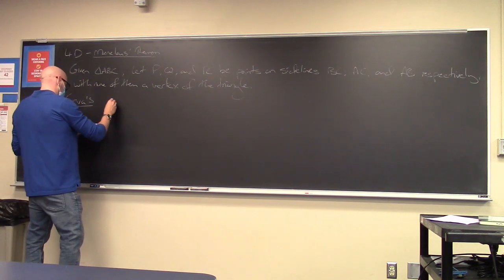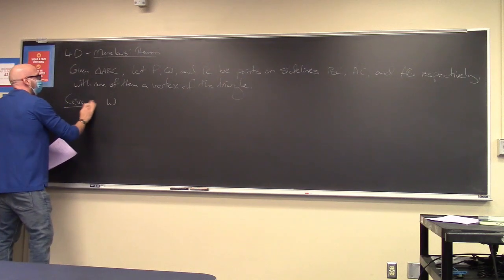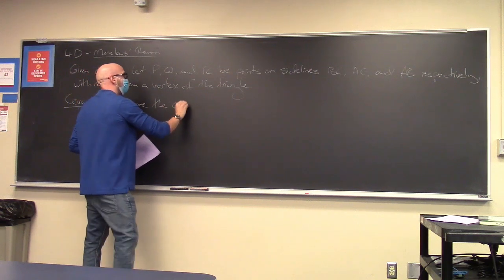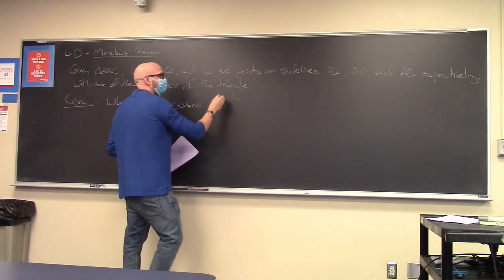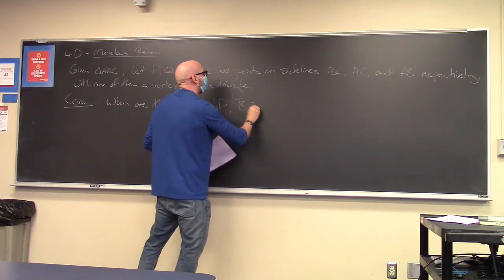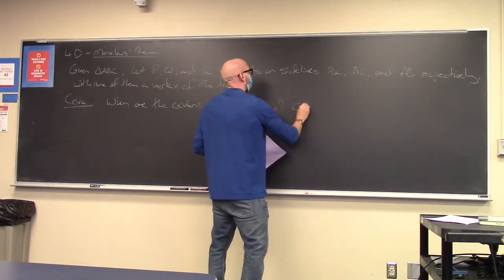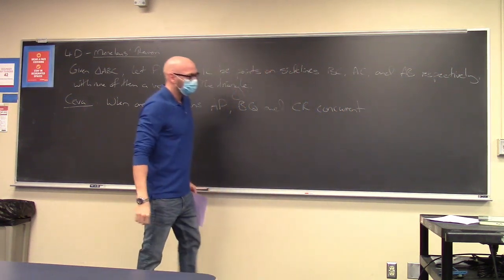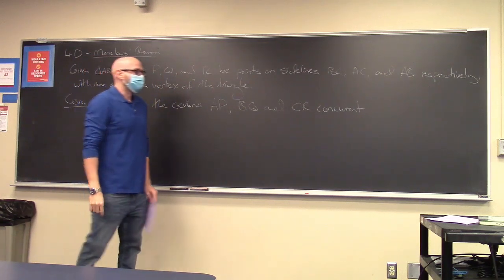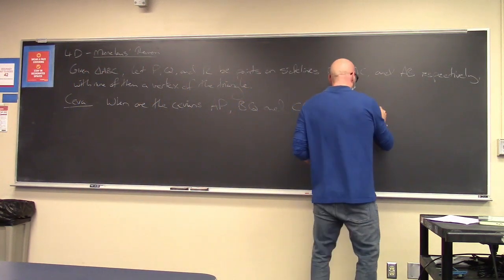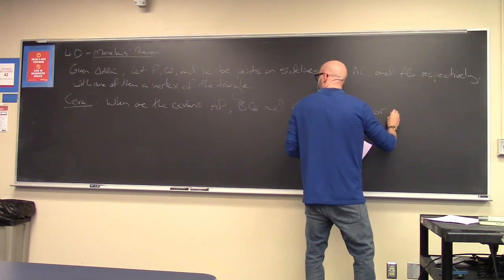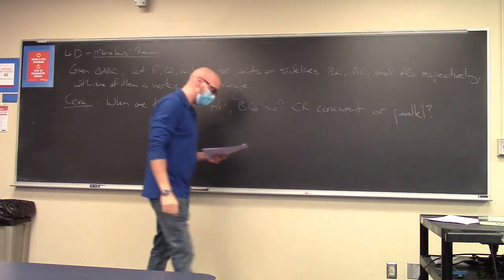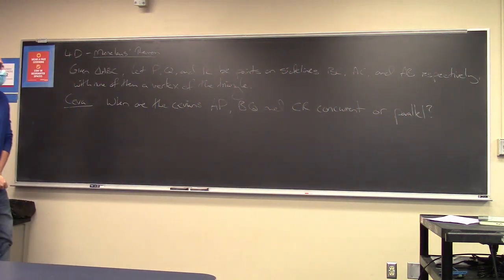So Ceva asks, when are the Cevians AP, BQ, and CR concurrent? And in asking that question, you realize you have to throw in a little bit more than just concurrency. When are they concurrent or possibly parallel? And of course, we know the answer now.